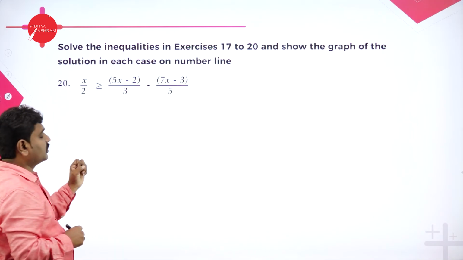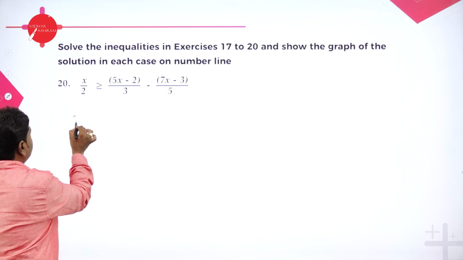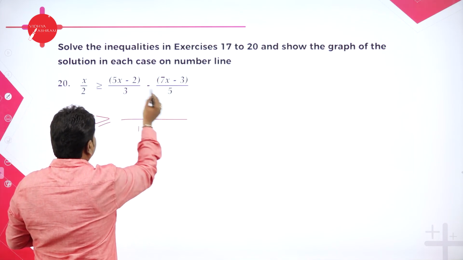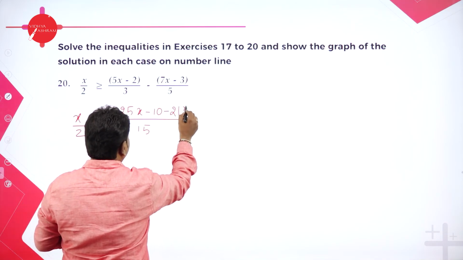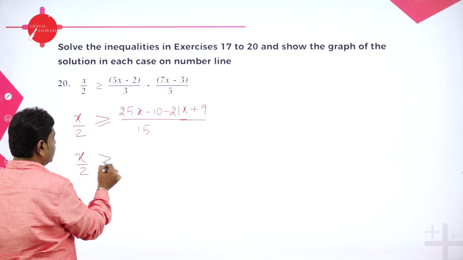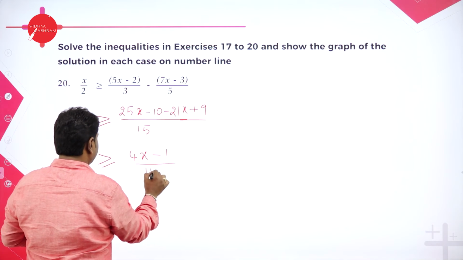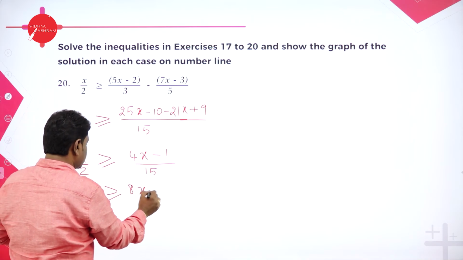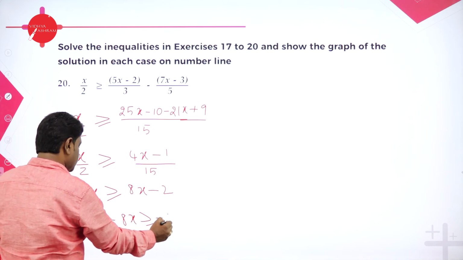Next, the same way you draw it, you solve it and represent it on what? Number line. So now x by 2 greater than or equal to, if I take the LCM, 15 is the LCM: 5 5s are 25x minus 10 minus 7 3s are 21x plus minus into minus 3 3s are 9. Now further x by 2 greater than or equal to 25 minus 21 is 4x, and it will become minus 1 by 15. Cross multiply, 15x greater than or equal to 2 goes that side, 2 4s are 8x minus 2, bring 8x to this side, so 15x minus 8x is greater than or equal to minus 2.